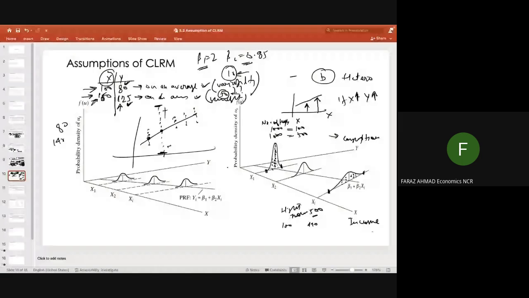So we need to have an assumption of constant variance, right? So that's the additional thing. Apart from the mean being zero, we need to have constant variance also.